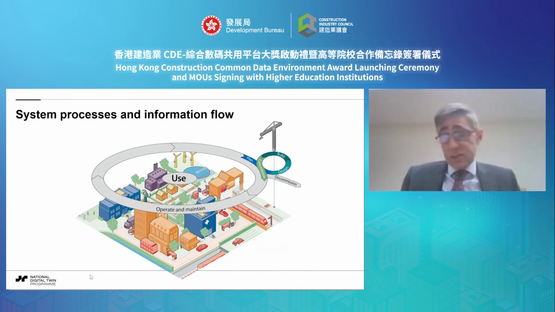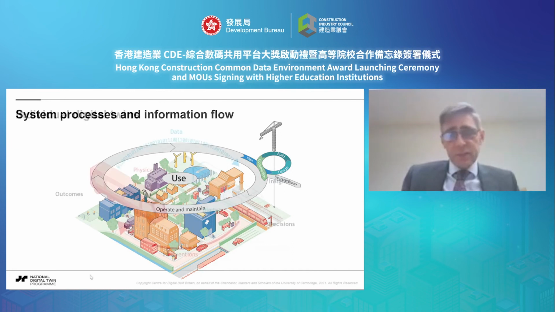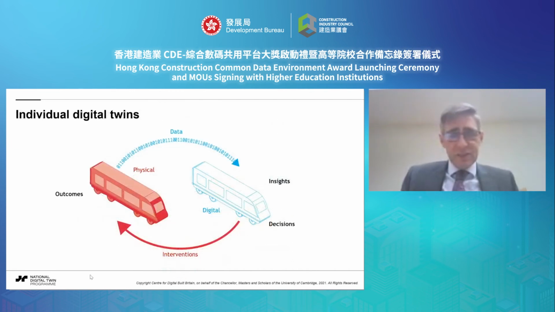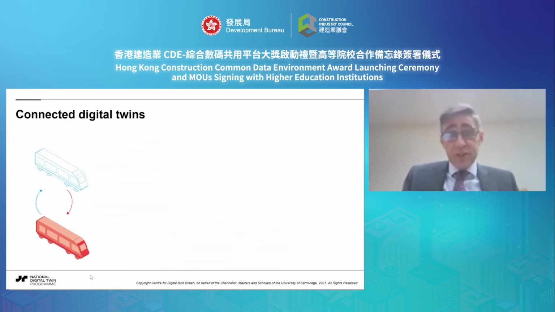And that's where digital twins and connected digital twins come in. And so just to illustrate that very briefly, if we think about individual digital twins, it's really about a connection between the digital and physical worlds, where you have data going one way from physical into digital. Within the digital world, we generate insights, helping to make better decisions, which then drives interventions back in the physical world. So we've got this two-way connection. It's a cyber-physical system.